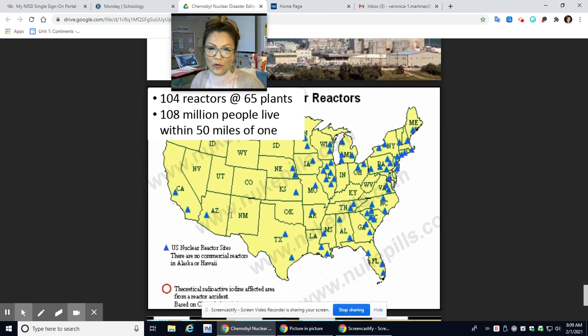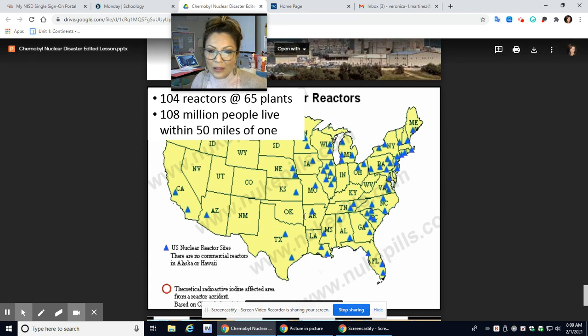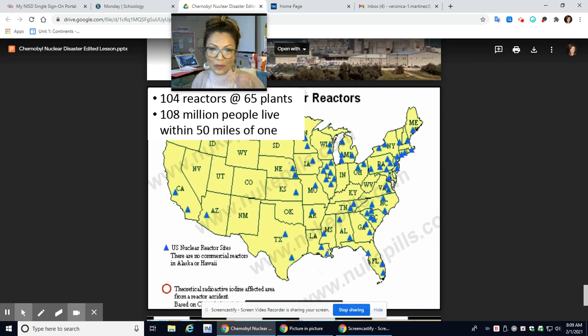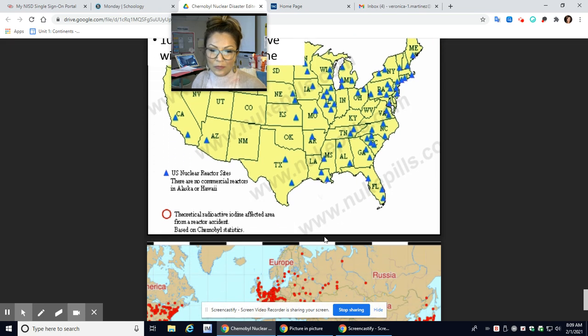There's about 104 reactors and 65 plants. Now, this looks a little bit amazing because it shows the radioactive affected areas. If there were to be an accident, we'll show it live on the video. So it's very interesting. If you are at home, put this on present mode so you can see the radioactive, how it works. Theoretical.